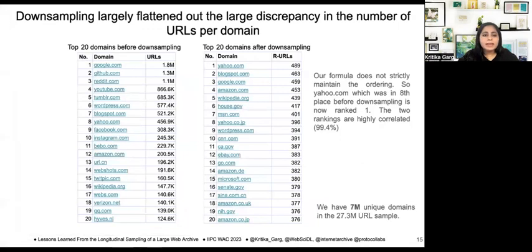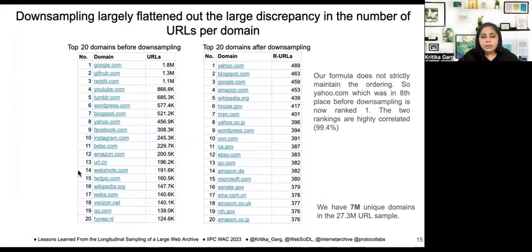Downsampling here largely flattened out the large discrepancy that we had in the number of URLs per domain, while we had a huge difference in the number of URLs before log scale downsampling. Afterwards, you can see that's no longer the case. There's not much difference between 380 URLs versus 376 URLs, but it got down ranked by 4 spots. So our formula does not strictly maintain the ordering.